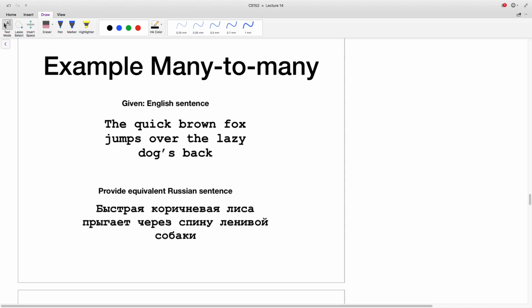So we want to translate "the quick brown fox jumps over the lazy dogs" into Russian, "Bystraya korichnevaya lisa," and so on. And so here we've got different numbers of words. Right here we've got 4, 8, 10, and here we've got 3, 4, 5, 6, 7, 8, 9. So clearly different. Could be more, could be less.